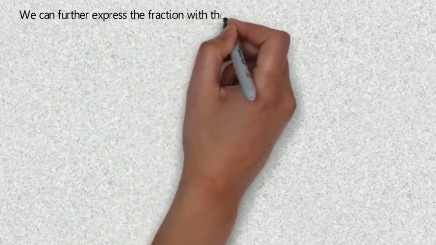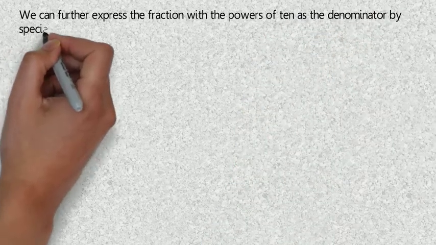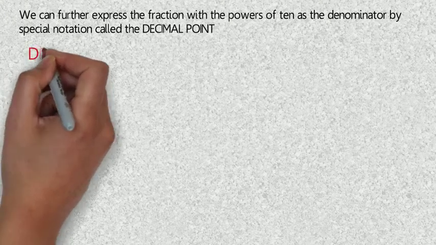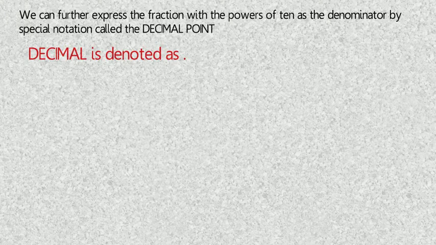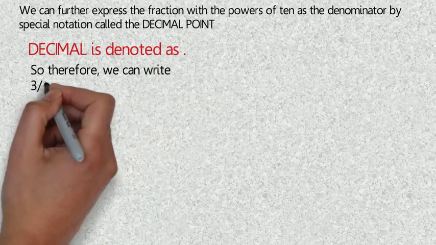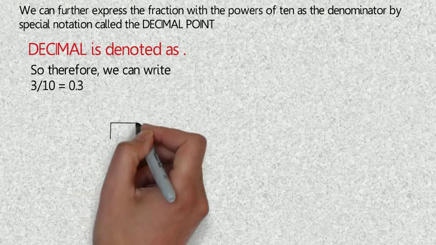So we can further express the fraction with the powers of 10 as the denominator separated by the special notation called decimal point. So we use the decimal point to separate the whole from the fraction. In the notation system, the denominator is power of 10 denoted by a dot. So our decimal point is denoted as a dot, or you call it a point. Therefore, we can write 3/10 as 0.3, where 0 is the whole part and 3 is the fraction part.